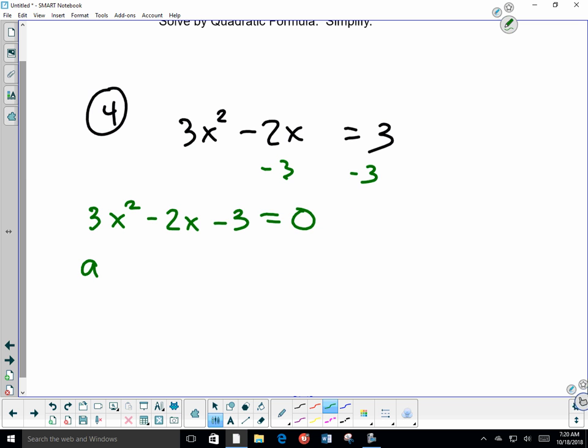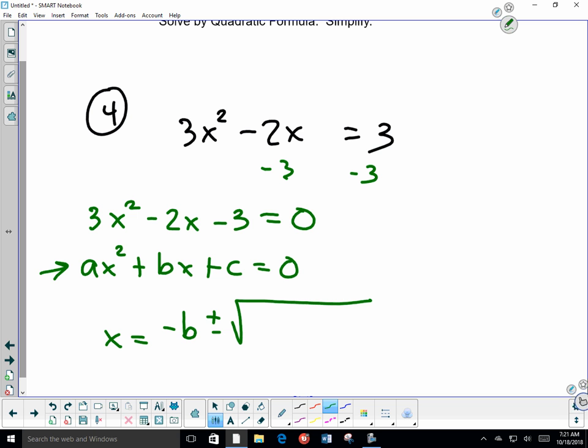It is now in ax squared plus bx plus c equals 0 form, and the solution to a quadratic equation in this form is given by the quadratic formula. So x equals negative b plus or minus the square root of b squared minus 4ac all over 2a. And you know the song. X equals negative b plus or minus the square root of b squared minus 4ac all over 2a.